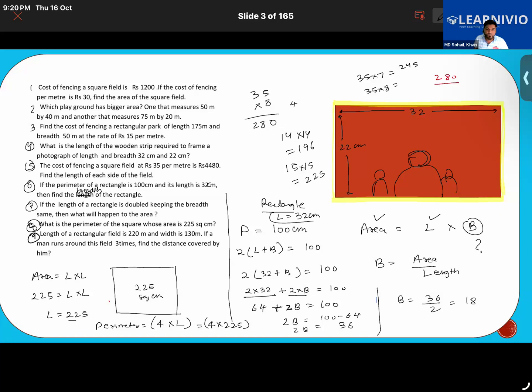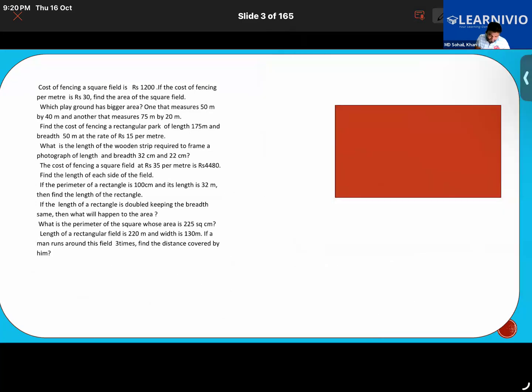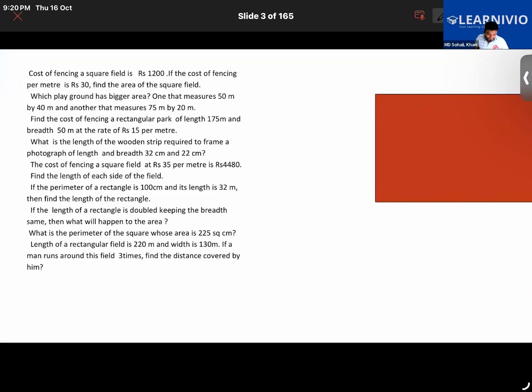5 fours are 20, 4 ones are 4, 6. So that is 60. Very good. So thereby the perimeter is 60. It's perimeter, so it will be only in centimeter. Area is in square meter, square centimeter, or whatever unit is given.